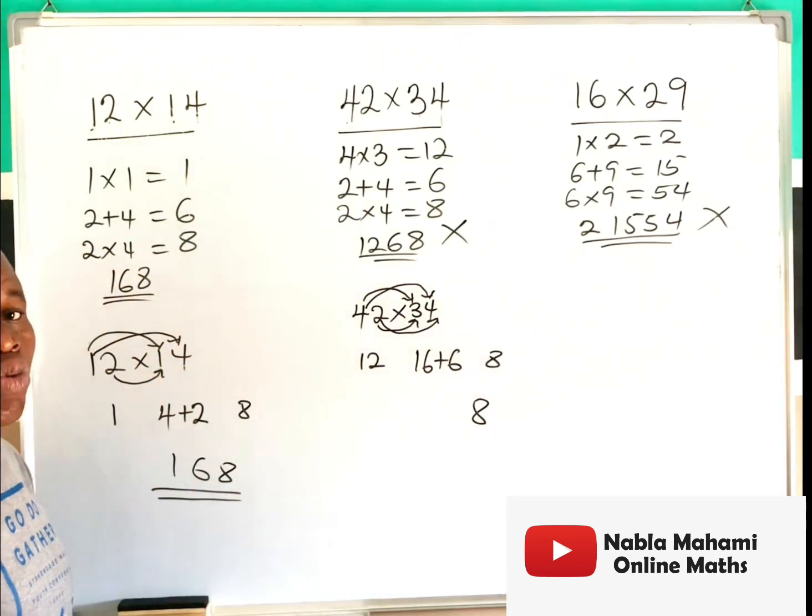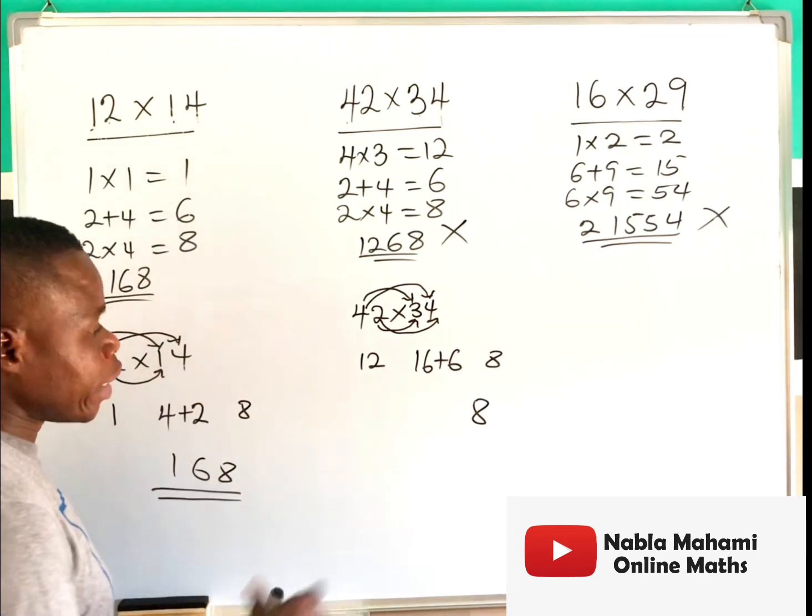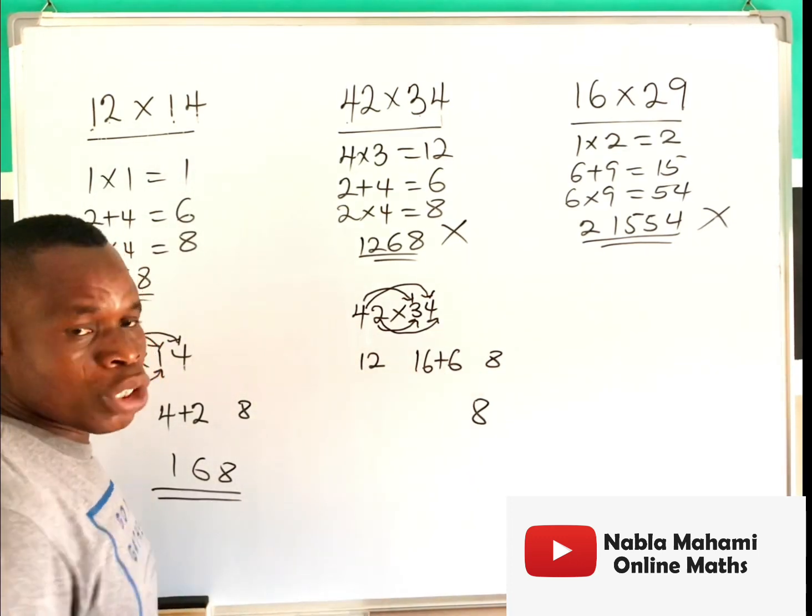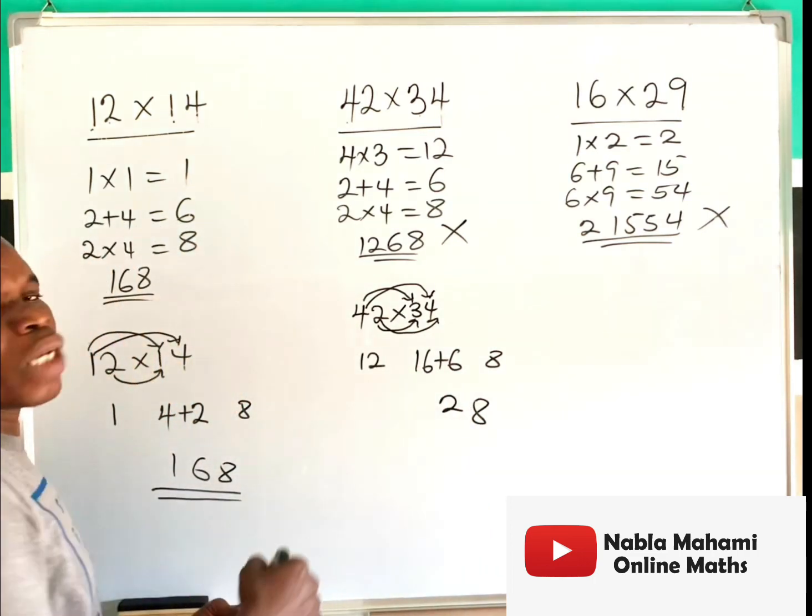But you don't write all the 22. When it is more than 9, that is double digit, you write the unit digit and carry the other one. So 16 plus 6 is 22. So what I'll do is I'll write 2 and carry 2 to the next stage.